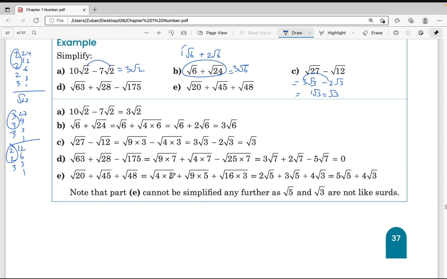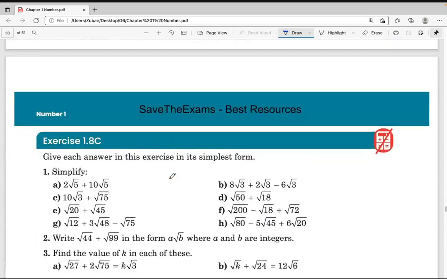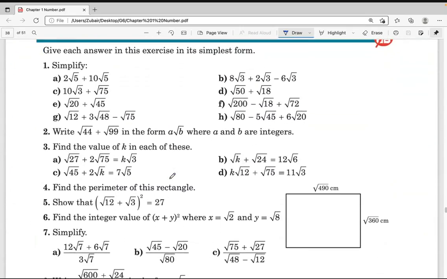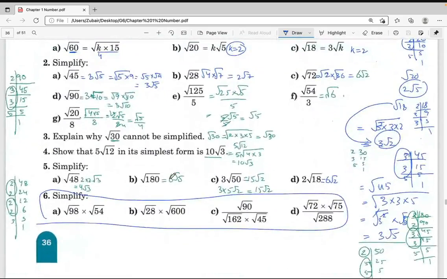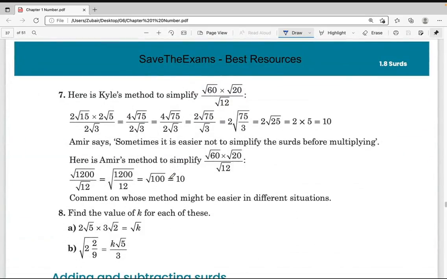And in the same way, this is the worked example, and you have this exercise. 1.8b, questions 6, 7, 8. I'll also write this. And I'll also share one worksheet along with answers.